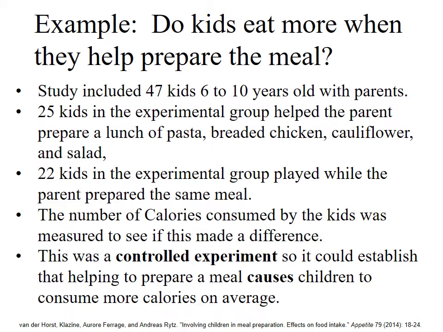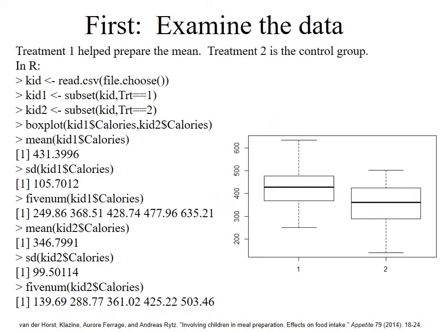This was, note, a controlled experiment. They randomly divided their sample into two groups. They treated the two groups differently and then measured the result of that. And so this really is a true controlled experiment. And if you have a controlled experiment, then there's at least a potential for establishing a cause-effect relationship here. This study, if it works, could establish that helping to prepare a meal causes children to consume more calories on average.